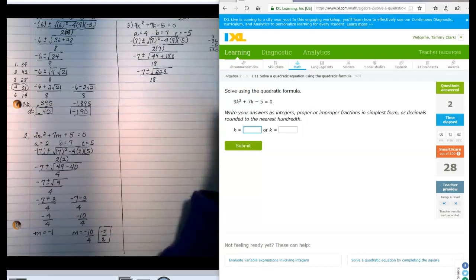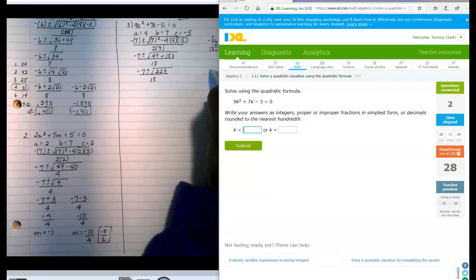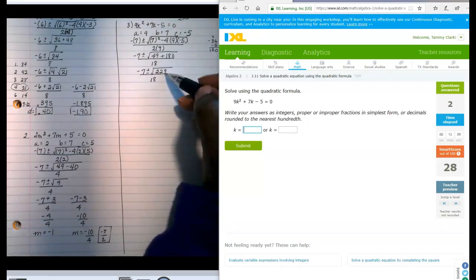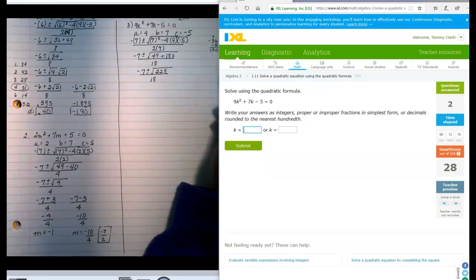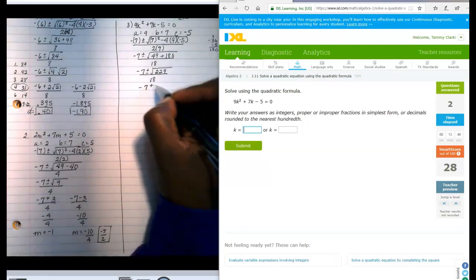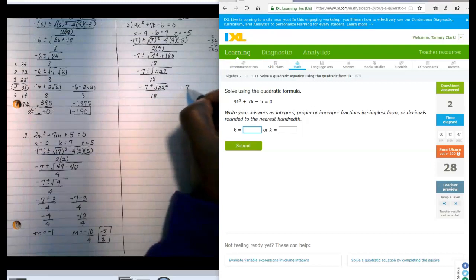Now I could, let's see, 229. It's not divisible by 2 because this is 9. And it's not divisible by 3 because if I add 2 plus 2 is 4 plus 9 is 13, and 13 is not divisible by 3. I think 229 is prime, guys, because 4 won't go into it, 5, 6, no, it's prime. So we're going to do negative 7 plus the square root of 229 divided by 18, and then negative 7 minus the square root of 229 divided by 18.